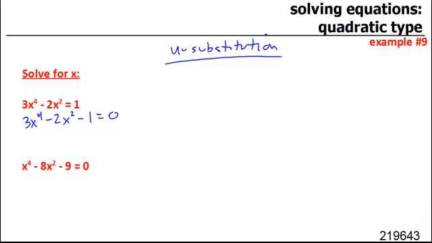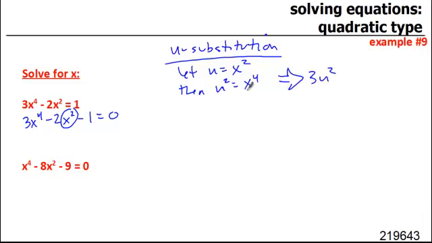Okay, so if we let u be the whole lesser power, so if we let u be x squared, then that means that u squared would be x squared squared, or x to the fourth. And by using u substitution in this way, we can now rewrite that equation as 3u squared, because u squared is equivalent to x to the fourth, minus 2u, because u is equivalent to x squared, minus 1 is equal to 0. And then you can solve the resulting equation for u.